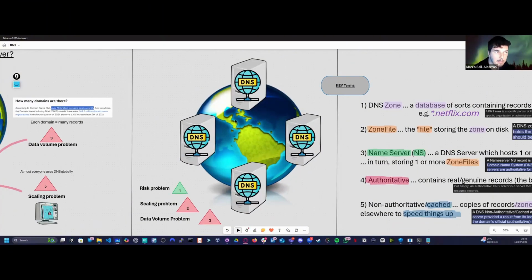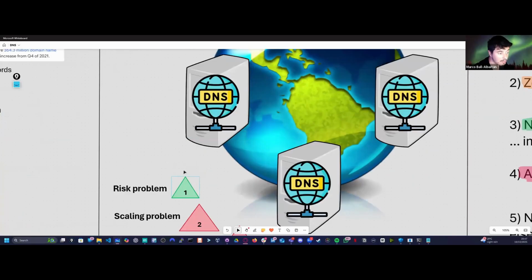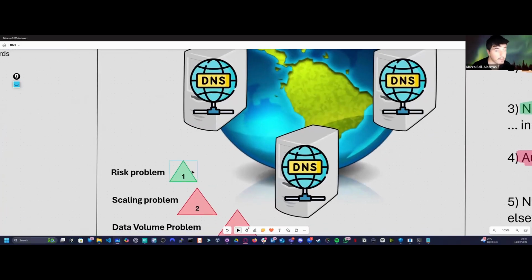We've split the atom up by hosting more than one DNS server. I've conceptually put here four massive servers the size of South America. We can address the risk problem; I've turned that green by creating more servers. We've reduced that single point of failure, because each of these servers is now storing an exact copy of the same data. All of them are storing the same data.